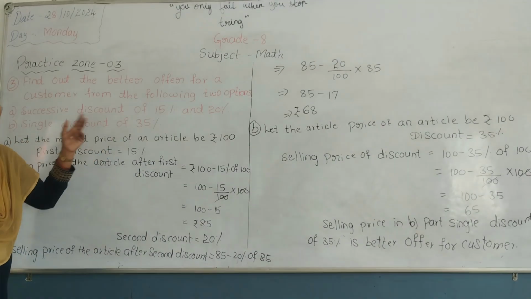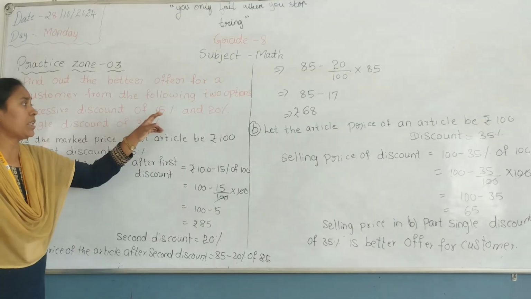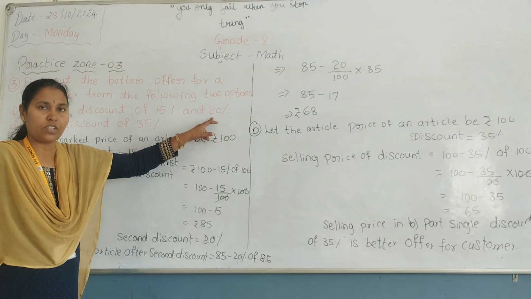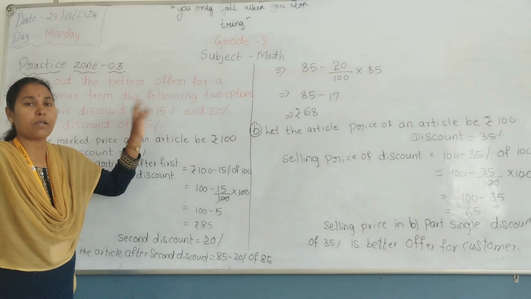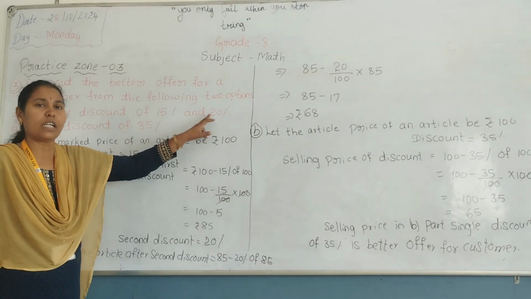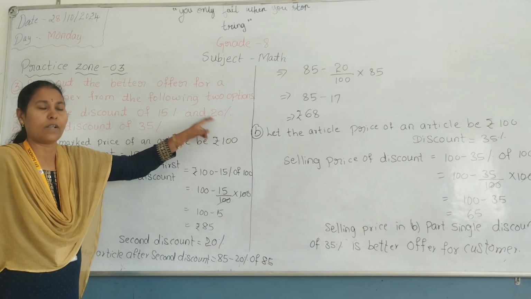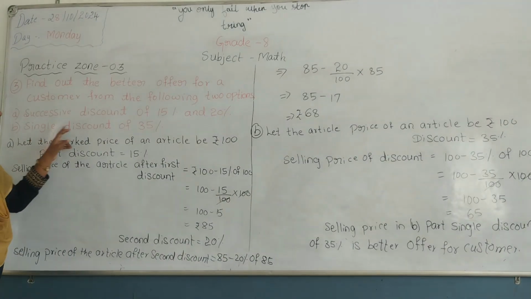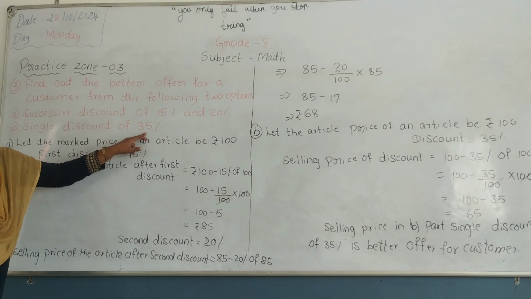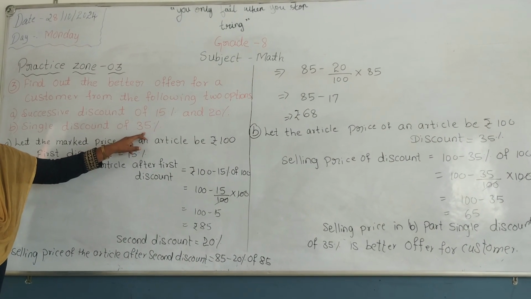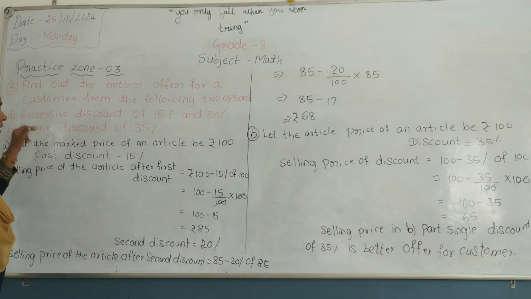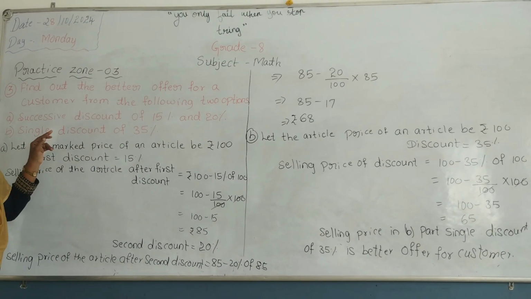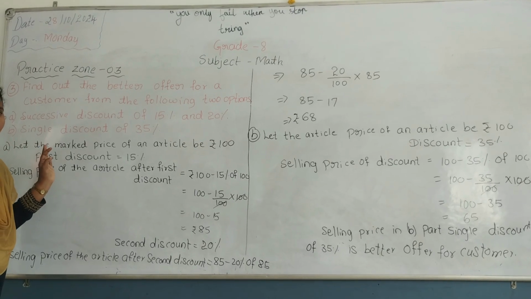That means they have given us offers of 15% and 20%, children. The mark price they didn't give us, but the percentages 15% and 20% they gave. Second, B, is a single discount of 35%. In these two options A and B, which is the better offer for the customer?